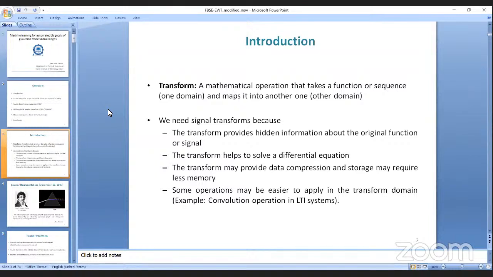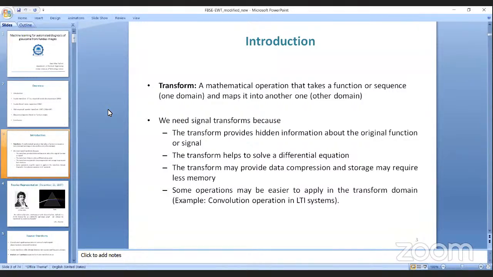So same thing in the transform: if you can design the basis functions according to the signal that we are analyzing, then the requirement of coefficients will be less in the transform domain. And some operations may be easier to apply in the transform domain. For example, the convolution operation in a linear time invariant system. So when you are implementing convolution in the time domain, you have to assume causality of the system.